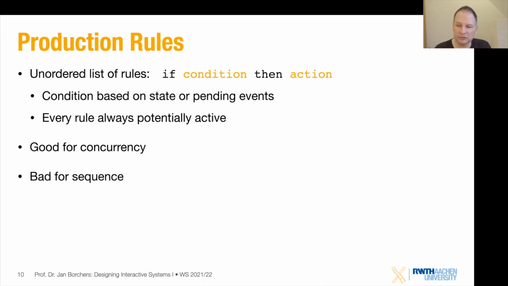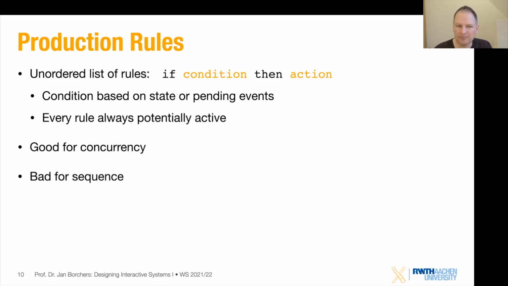The important thing to remember with production rules is that every rule in a production rule system is potentially active, right? It's always ready to fire, so to say. This is great to model concurrency, which we have a lot of in GUIs, but it's bad for sequence. So it actually makes it harder to model things that are sequential, that are typical command line interactions.